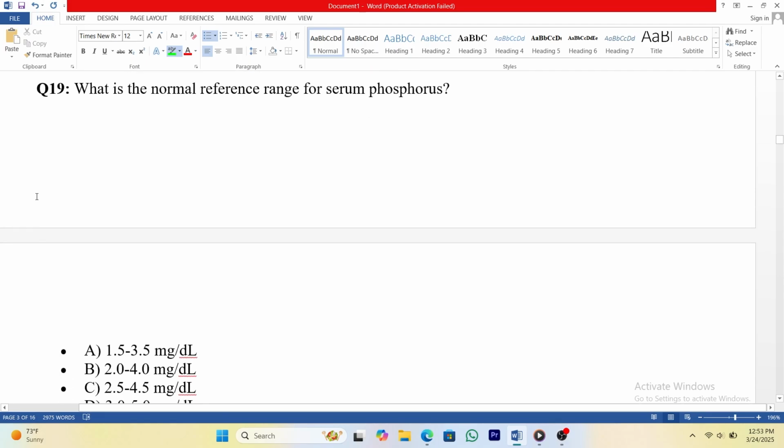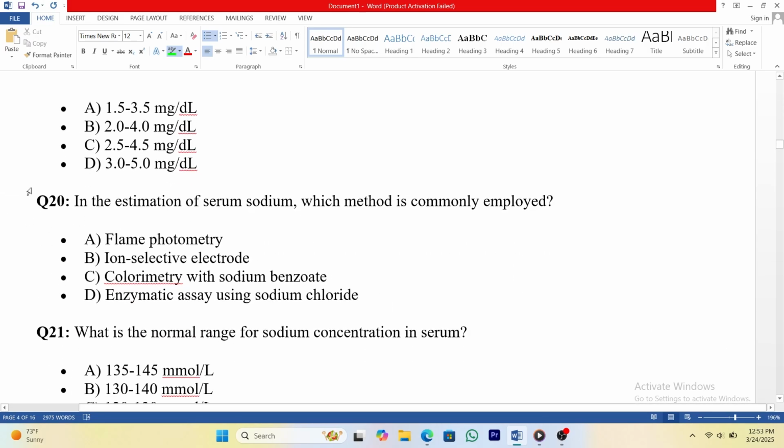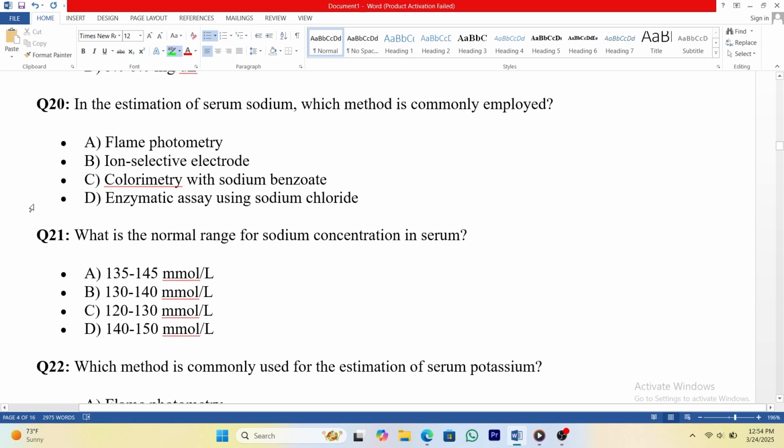A. 1.5 to 3.5 mg/dl. B. 2.0 to 4.0 mg/dl. C. 2.5 to 4.5 mg/dl. D. 3.0 to 5.0 mg/dl. Answer: C. 20. In the estimation of serum sodium, which method is commonly employed?